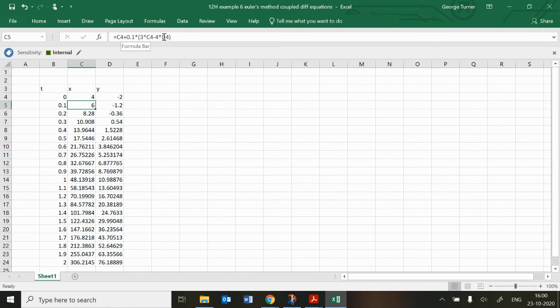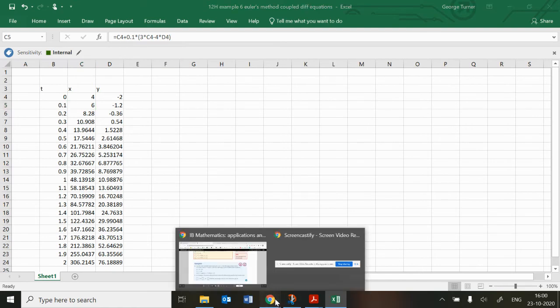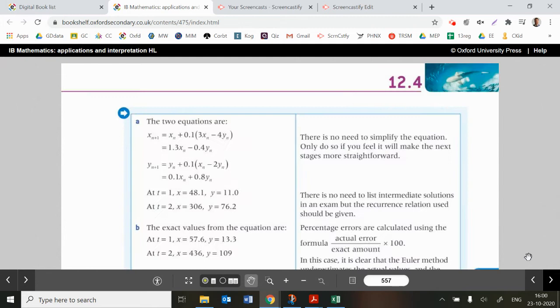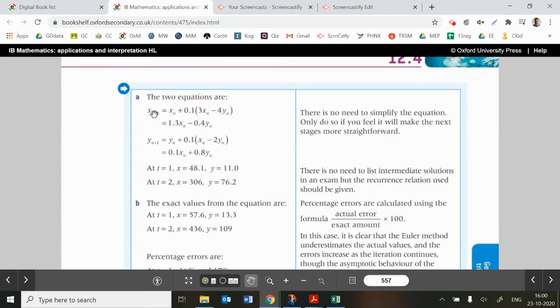And also plus, minus 0.1 times 4, so 0.4 lots of D4. So ultimately that could have been simplified, and that's what they've done in the first instance in the working out here. They've said, sure, here's the formula, but let's simplify this into this thing here.